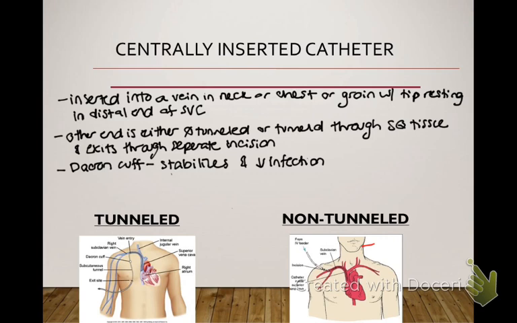You see right there, the cuff. You can kind of see how it juts out a little bit more. You can see the little cuff. Can you all see it? The little cuff. So that's called a Dacron cuff, and it helps stabilize.